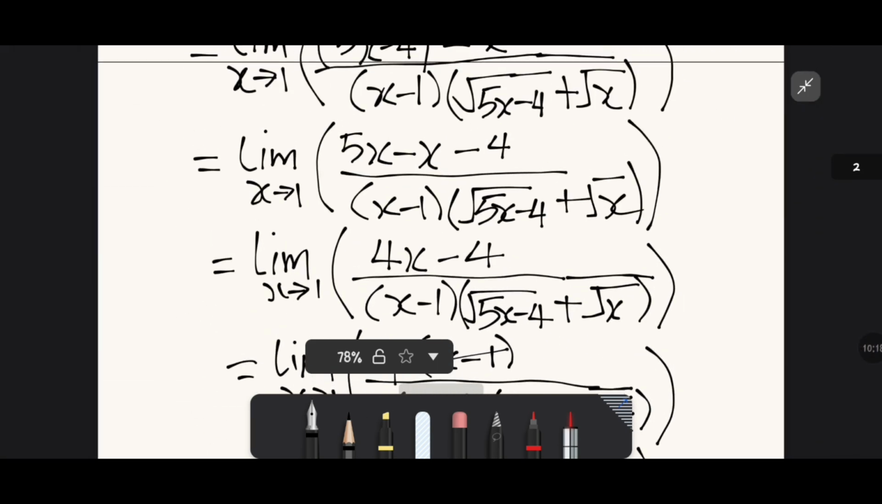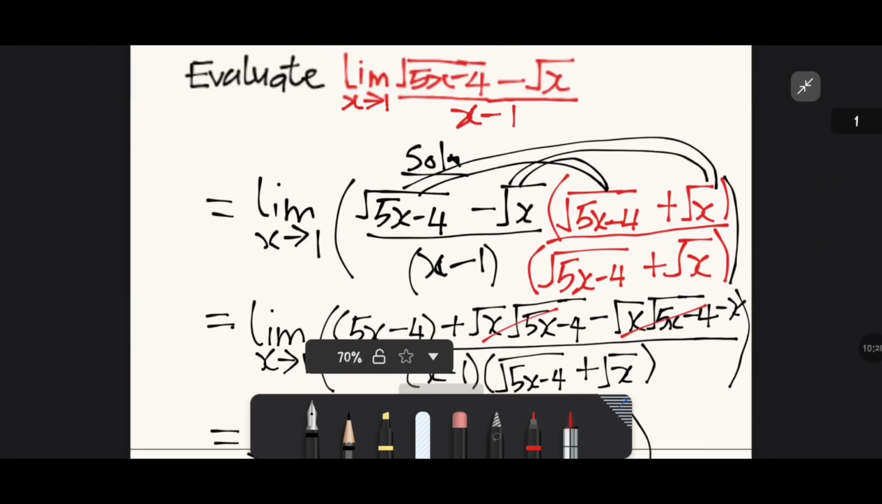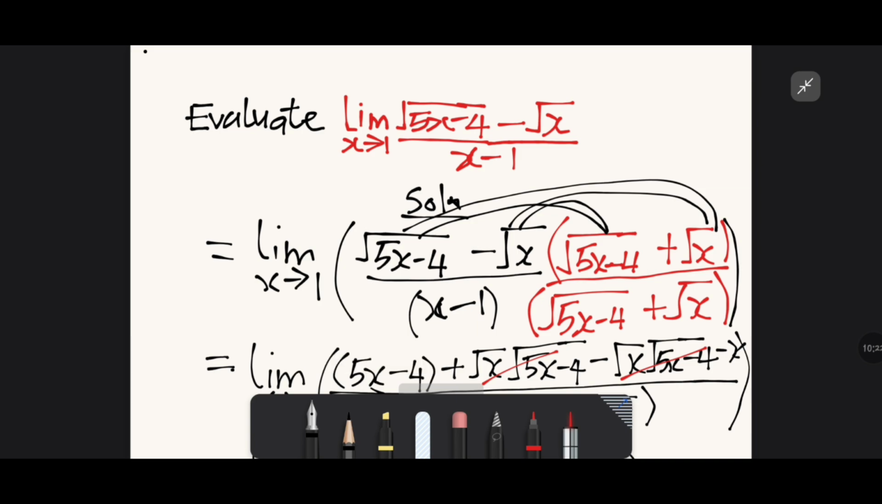That is how to solve the limits of this function. So anytime you see a function with a square root on it, you should approach it using this method. This method is called the rationalization method.